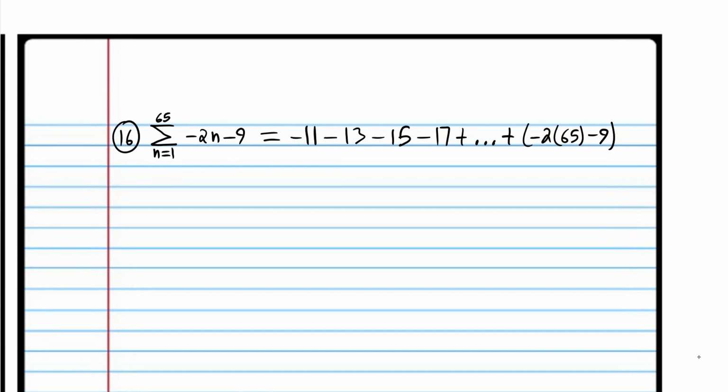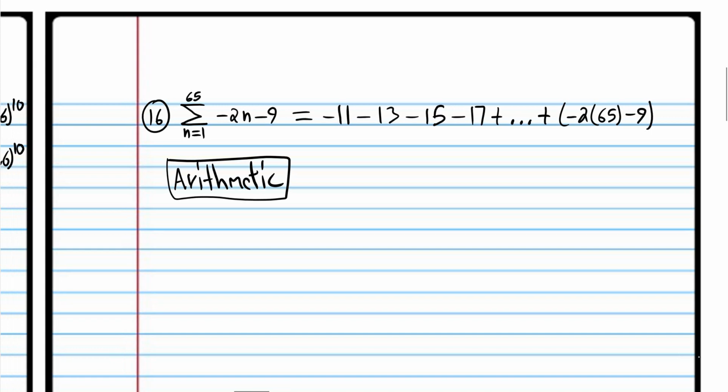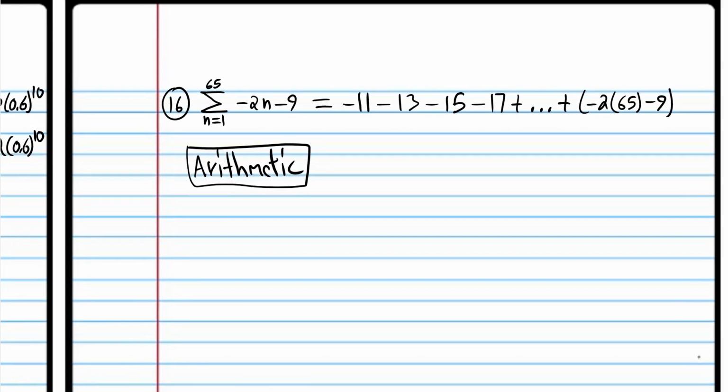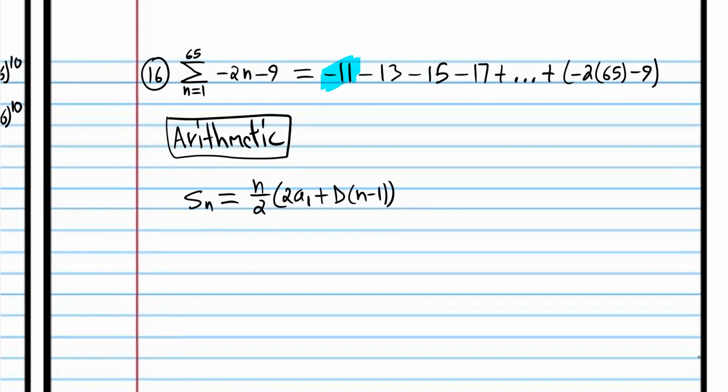So you can see that this is obviously an arithmetic sequence. We're subtracting 2, or you could say we're adding negative 2 each time. So we're going to use the sum formula for the first n terms of an arithmetic sequence. The first term is negative 11, and n is going to be 65. So we're adding the first 65 terms.